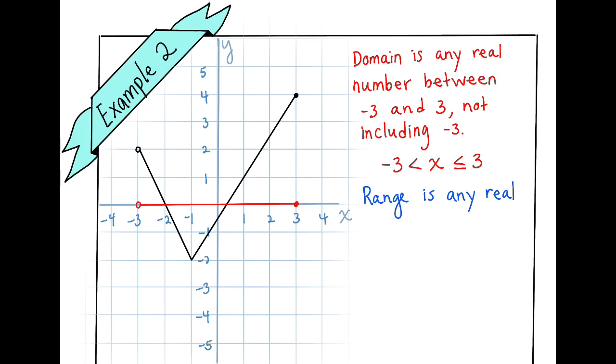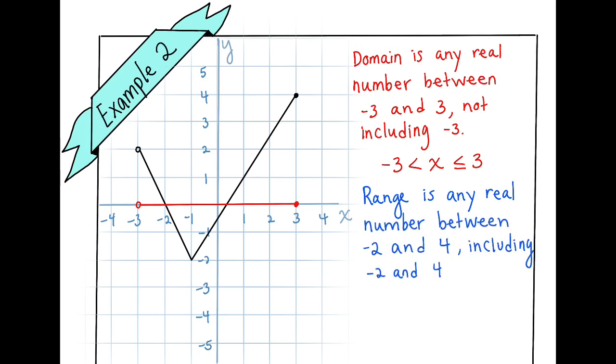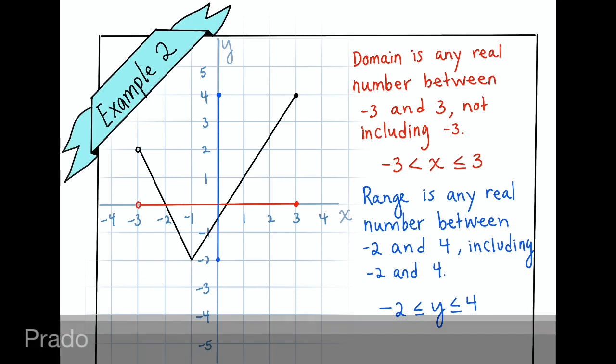Now, the range we have is any real number between negative 2 and 4. So how low to how high. That would include negative 2 and 4. So we can write negative 2 less than or equal to y less than or equal to 4.